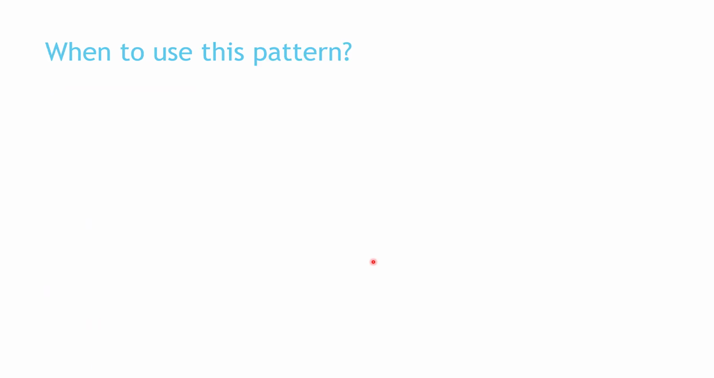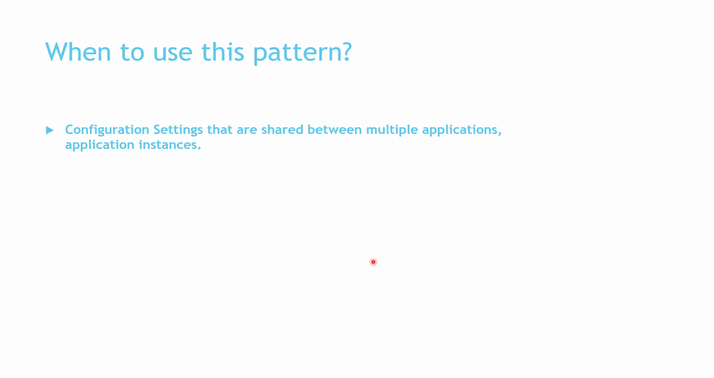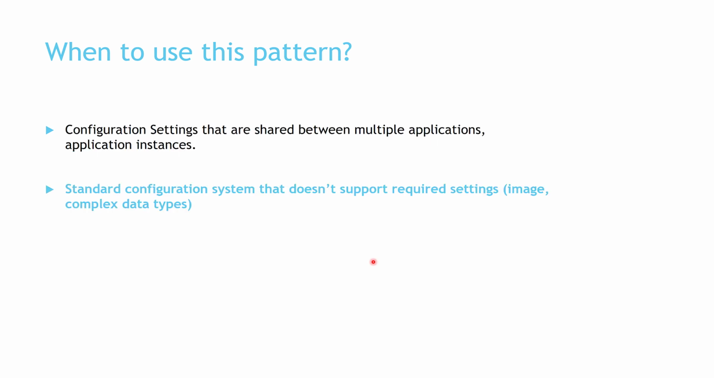Now let's see when you should use this pattern. If you have common configuration settings that are shared across multiple instances of the same application, or even shared across multiple different applications. Also, when you have complex data types that are not supported by the standard configuration systems, like an image for example, these kinds of things are not supported by default in the standard configuration system. And if this is the case, the external configuration store pattern will be perfect for you.